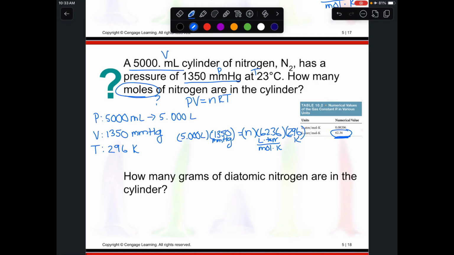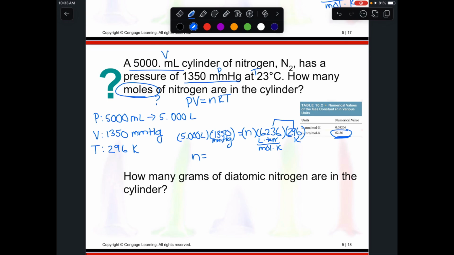Okay. So how would I solve this? I'd first multiply the left side, so 0.5 times 1350, and then I'm going to go ahead and divide by whatever the product of the 62.36 times 296 is. And please be trying these on your own just to confirm you are doing the order of operations correctly.